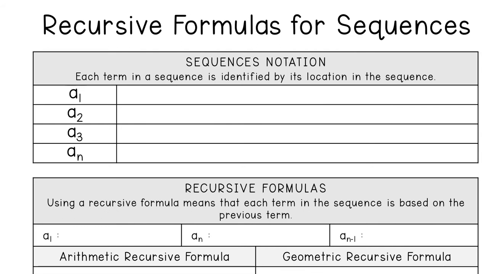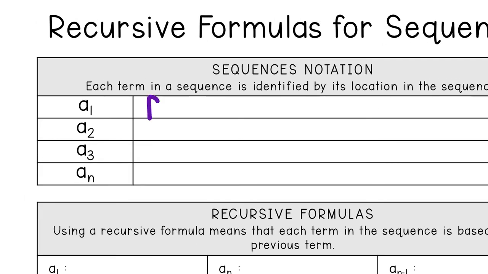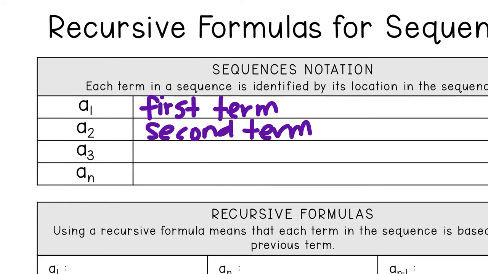So each term in a sequence is identified by its location in the sequence. So whenever you have A with a little 1, so A sub 1, all that stands for, it's kind of just common sense, is the first term. Then A sub 2 would be the second term. A sub 3 would be the third term. So you would keep going like this.